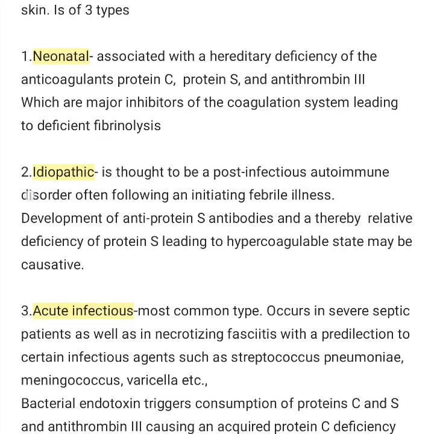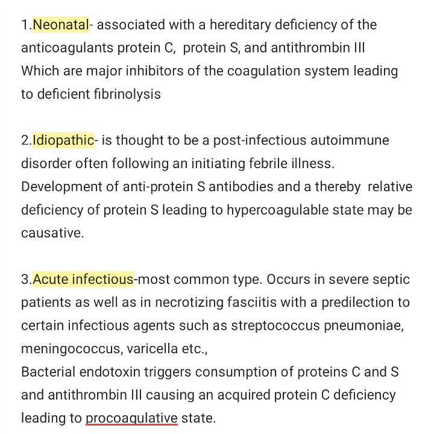Coming to the acute infectious variety, it is the most common type. It occurs in severe septic patients as well as in necrotizing fasciitis, with a predilection to certain infectious agents such as Streptococcus pneumoniae, meningococcus and varicella. Here the bacterial endotoxin triggers the consumption of protein C and S and also antithrombin 3, causing an acquired protein C deficiency leading to a procoagulative state.